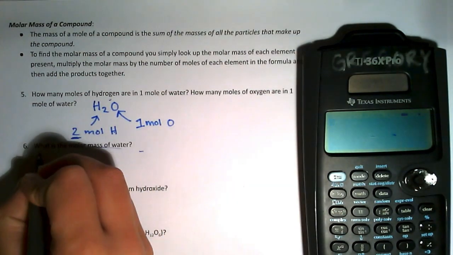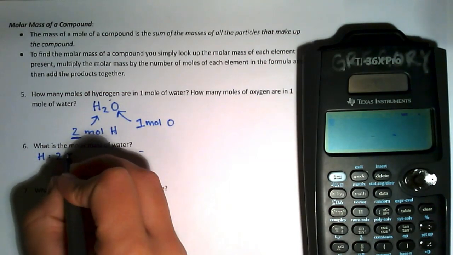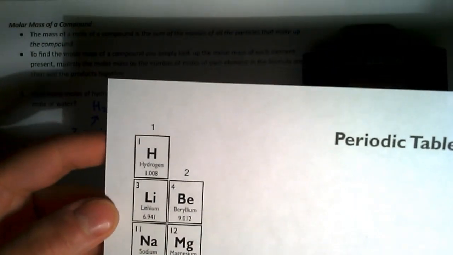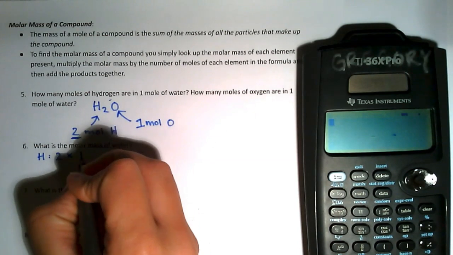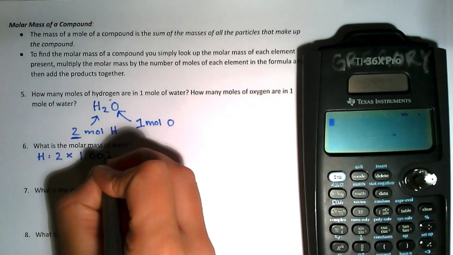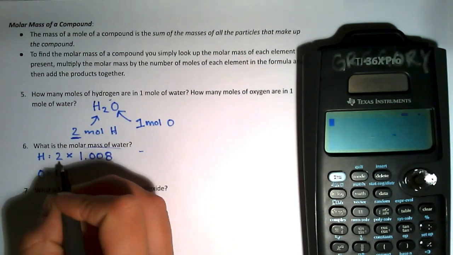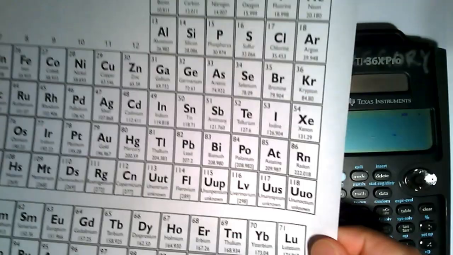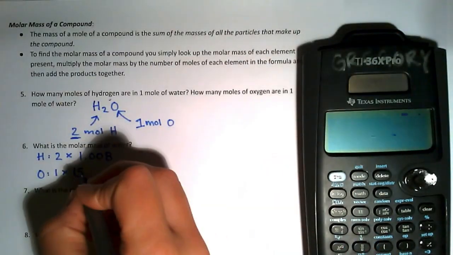So for instance, we have 2 moles of H, so we're going to multiply that by the molar mass of 1 hydrogen, which is 1.008. 2 times 1.008, and then oxygen, we just have 1 mole of that, so times 15.999, which I can show you on the periodic table, 15.999.